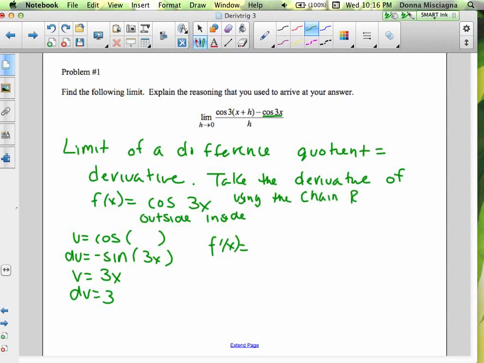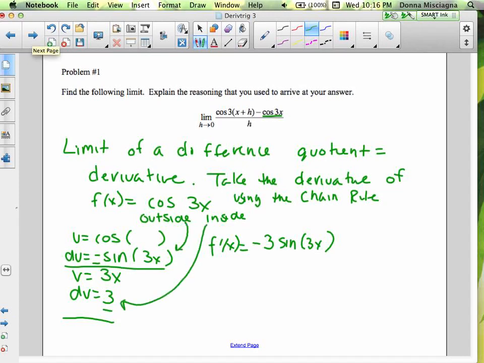Now, final derivative. All right, so it's going to be negative, and let's multiply the negative and the coefficient there to make that negative 3, and then we're going to have sine 3x. Right, because we're going to multiply the outside derivative and the inside derivative, right? There's for the outside, there's for the inside. And there you go.